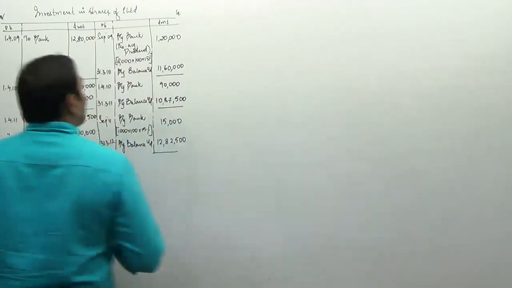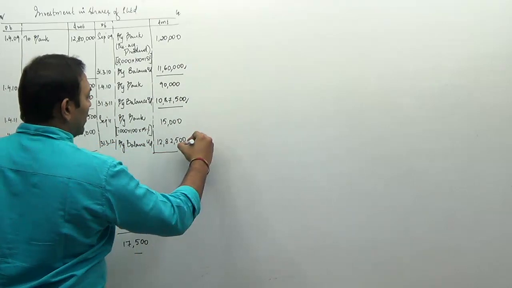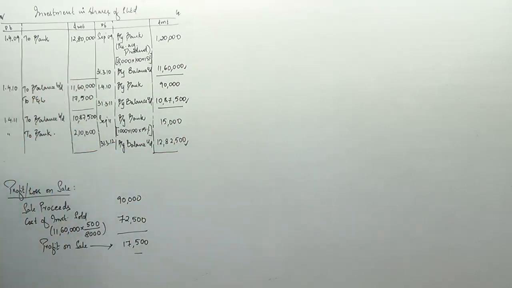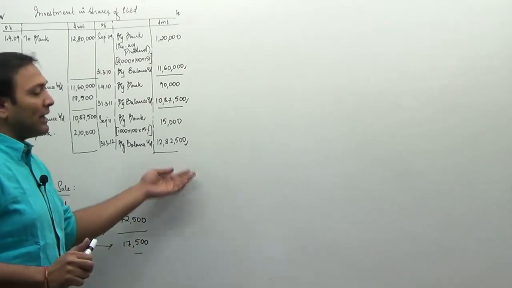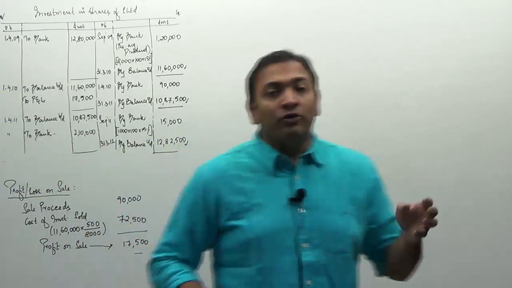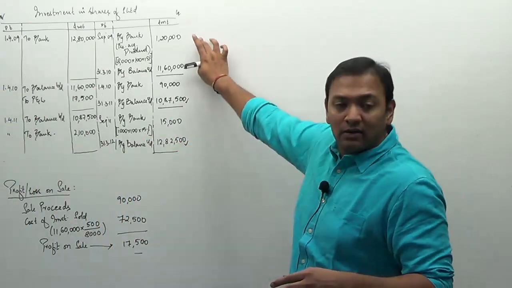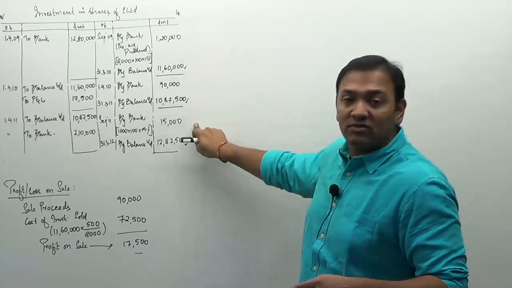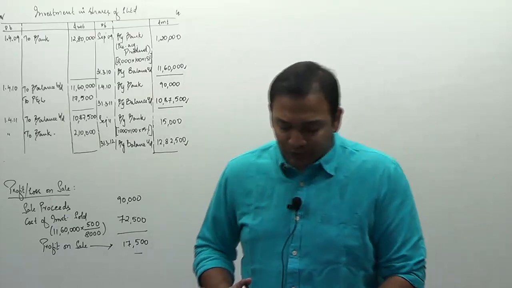Guys, when we calculate your cost of control, we can directly take our cost of investments at the end of each year, adjusted for pre-acquisition dividend: 11,60,000, 10,87,500 and 12,82,500. These figures are direct figures for your cost of control. You don't have to adjust for pre-acquisition dividend because we have already done that. No further adjustments at all. Now read through.